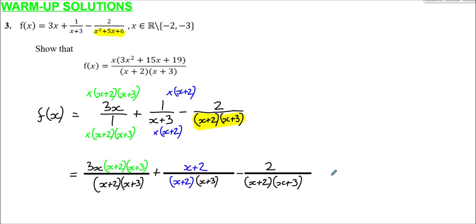So now we've achieved our objective of having a common denominator. All these three fractions have the same denominator, a factorised one, which is x plus 2, x plus 3. So we can now combine the numerators together. So this first one here, if I were to expand x plus 2, x plus 3, of course I'd get this, x squared plus 5x plus 6.